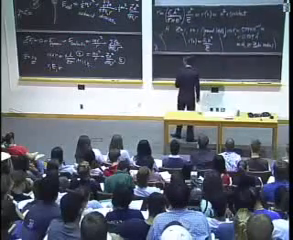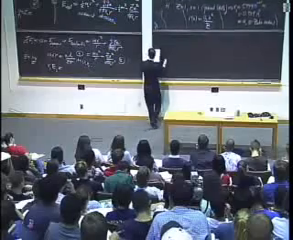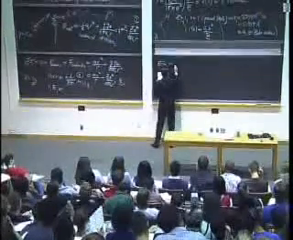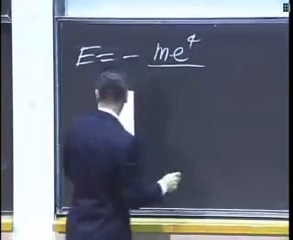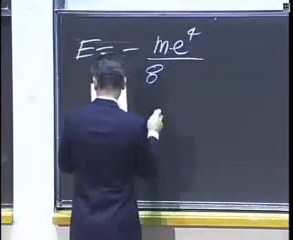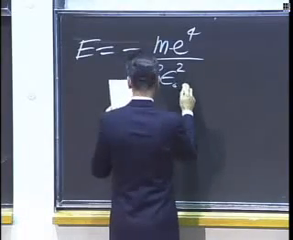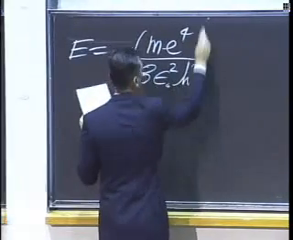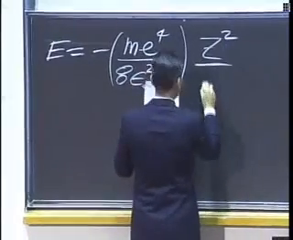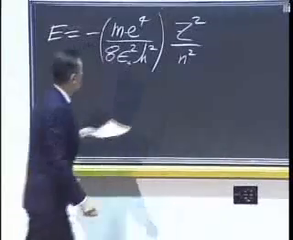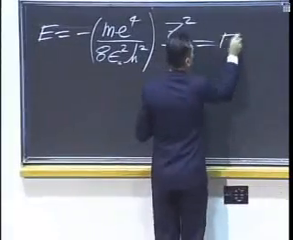Okay, now let's look at energy. Let's quantify the energy value. If you go through and solve for energy, you'll get this equation. E is equal to minus mass of the electron times the elementary charge raised to the 4th power divided by 8 times the square of the permittivity of vacuum times the square of the Planck constant times Z squared over n squared. So again, we see that E is a function of n.